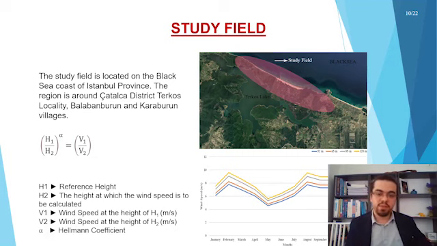We normalized the wind speed measured at 52 meters to the heights of our wind turbines used in the study using the Hellman equation. Here you see the Hellman equation. H1 is the reference height. H2 is the height we want to measure, that is the height of our turbines. And V1 is the wind speed at H1 and V2 is the wind speed at H2.